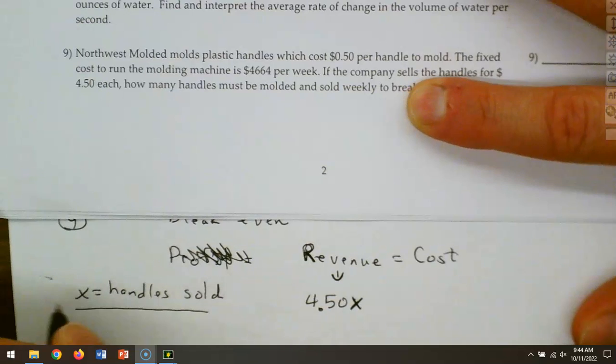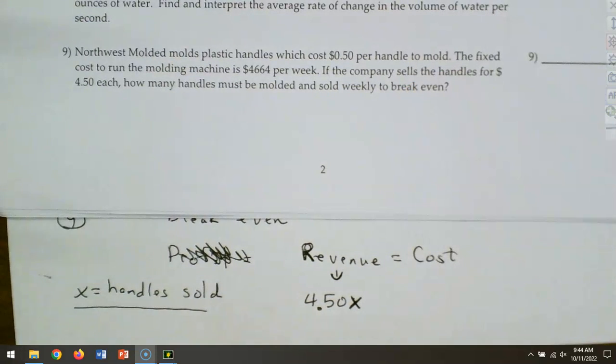Okay, we've got to build our equation. And we're going to be doing a lot more of these today. This question is kind of a preview of what's going to be happening today when we build equations. So that's the revenue. Okay, so if I sold 2 handles, my revenue would be $9, right? Plug in the value for X. That represents the number of handles that you sold. Multiply it by $4.50, that's the price.